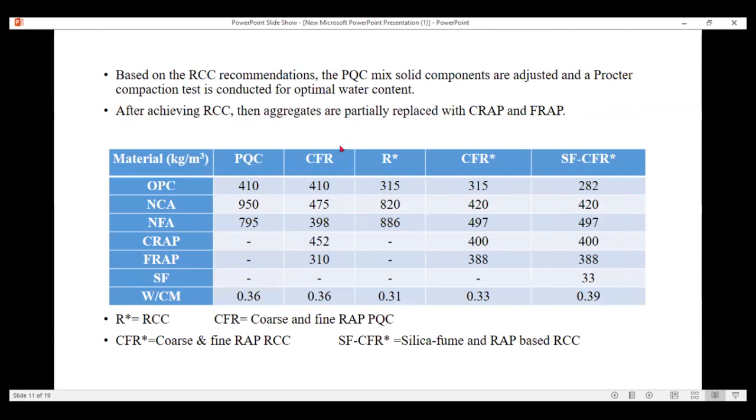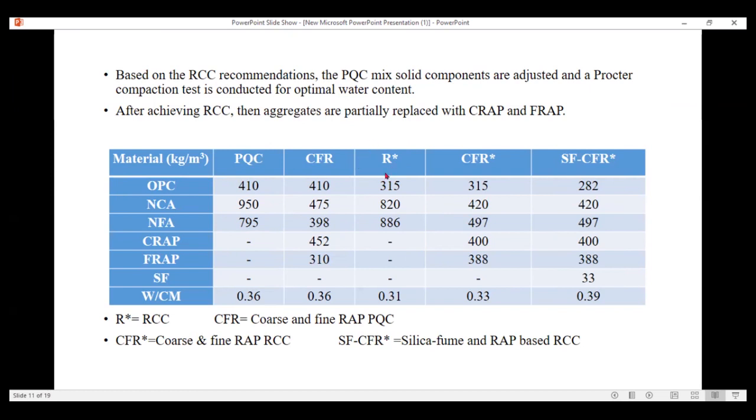Based on the RCC recommendations and the PQC M40 mix design, I prepared mixes like this: PQC, pavement quality concrete, with 410 kg cement, natural coarse aggregate 950 kg, natural fine aggregate 795, and water cement ratio 0.36. Then coarse and fine RAP. I replaced 50% of natural coarse aggregate and 50% of natural fine aggregate by volume, and after altering the PQC concrete mix, I achieved roller compacted concrete with these compositions.